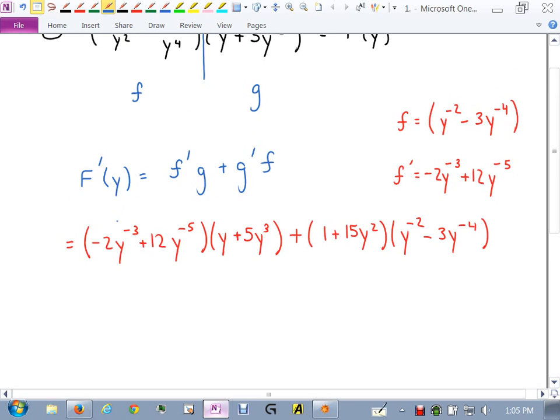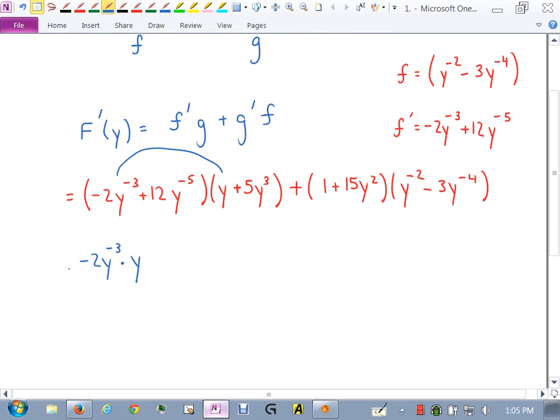So if I was going to do this one, I'm going to multiply this times this. So it's like a FOIL. All right, so let me write that first one down. It would be negative 2y to the negative 3, and I'm multiplying that times what? Y. Okay, let's just talk about just what that would be. That would be negative 2y to what power? Negative 2, because I'm taking y to the first power here, and y to the negative 3, I'm adding the exponents. Negative 3 plus 1 is negative 2. So that would become y to the negative 2. Yes? I've got to do that for all of them.